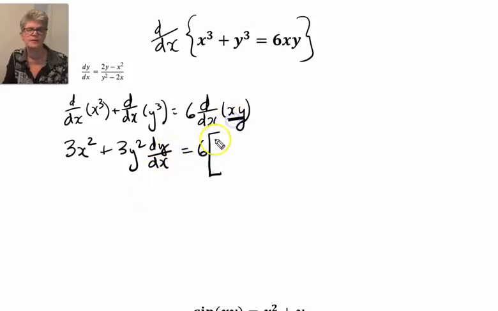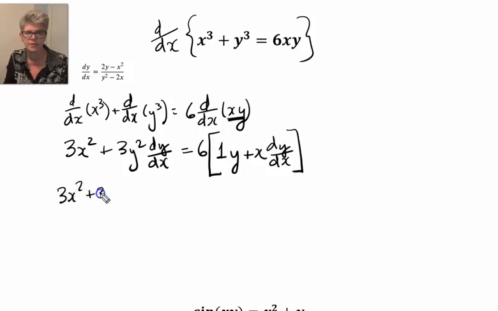Now here, that's a product, and I'm going to have to use the product rule, which says it will be the derivative of the first one, and the derivative of x is just 1, times the second one, plus the first one, which is x, times the derivative of the second one, and the derivative of y with respect to x is just dy/dx. And now I'm going to multiply that 6 back through. So 6 times 1y is 6y, and then I'll have that.